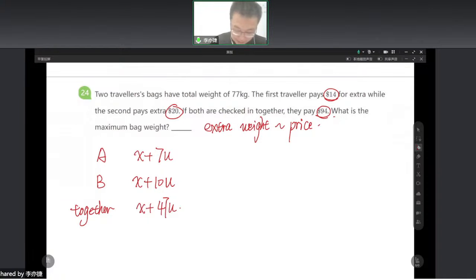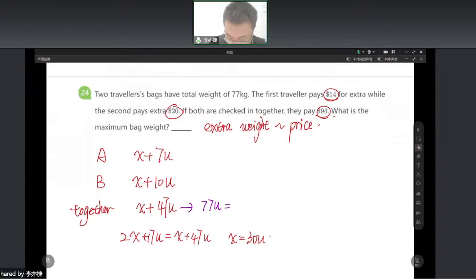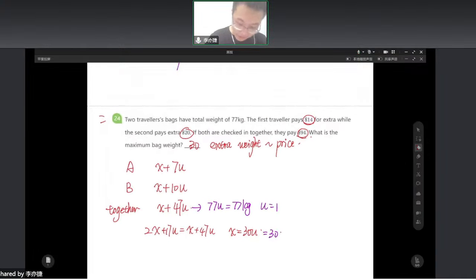Because a plus b is equal to the total, 2x plus 17u equals x plus 47u, which gives x equal to 70u. If x equals 70u, then 77u is equal to 77 kilogram, so u equals 1, then x equals 30. So the answer is 30. Easy question, right? It doesn't ask for the extra price. The price is not that important.